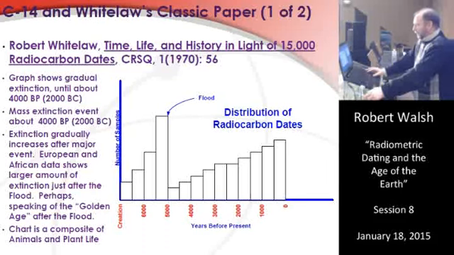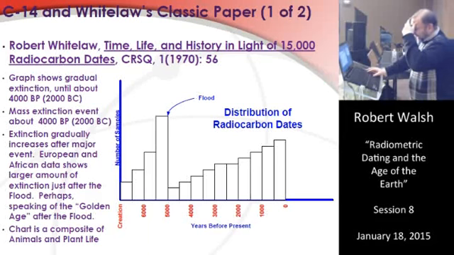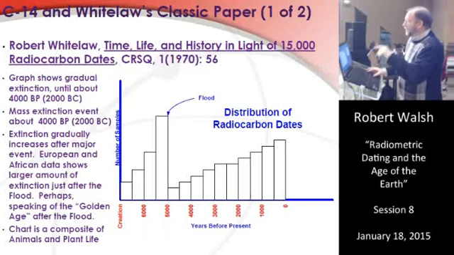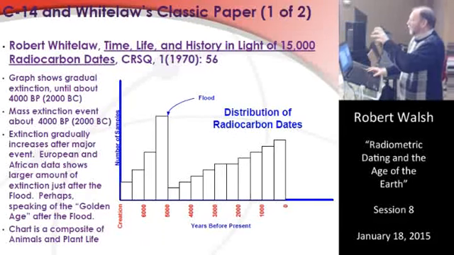It's just a remarkable thing. And this particular chart is actually a composite of both animals and plant life. In the original paper, however, he has separate graphs to show these two types of life. He also has separate graphs to show the geographical extent from around the places of Africa and Europe.